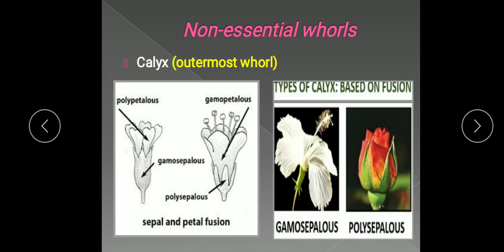Then when the sepals are free, you just see here the sepals are free, not fused at the base, this condition is known as the polysepalous condition. You can see here these green sepals are free at the base, they are not fused with each other. So, this condition is known as the polysepalous condition, found in brassica and rose also. So, two conditions, gamosepalous and polysepalous.